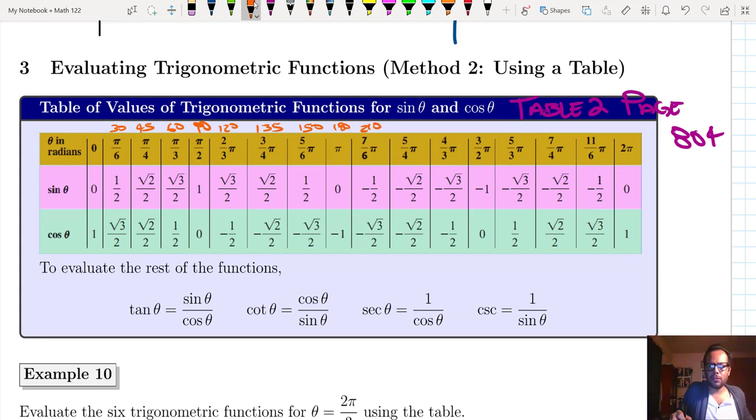210, 225, and 240, 270, 300, 315, and 330. And of course, 360, right? Let's not forget about the degree symbol, right?